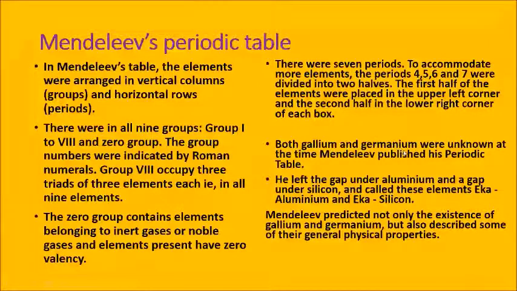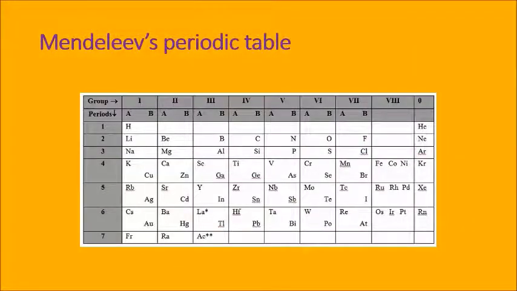Both gallium and germanium were unknown at the time of Mendeleev. He left a gap under aluminium and a gap under silicon, and these elements were named Eka aluminium and Eka silicon. Mendeleev predicted not only the existence of gallium and germanium, but also described some of their general physical properties. We can have a look at Mendeleev's periodic table.